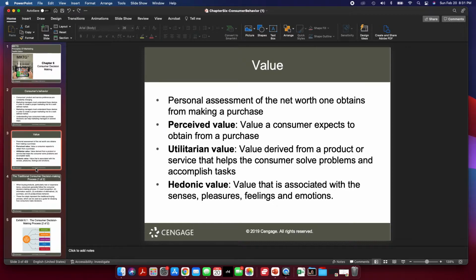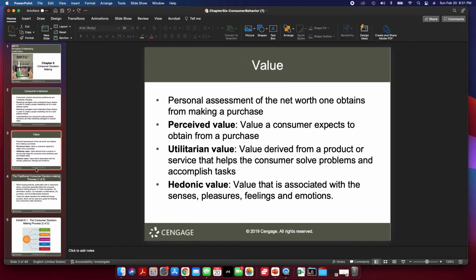The second definition is utilitarian value, right? This is value derived from a product or service that helps consumers solve a problem and accomplish tasks. Sometimes value can be perceived by how well that product has helped us out of a situation or complete a task that we need to. So sometimes, value is derived from that.